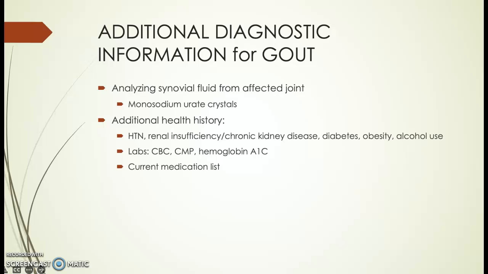It would also be very important to get a thorough health history, including history of hypertension, renal insufficiency, chronic kidney disease, diabetes, obesity, or alcohol use. It would also be helpful to know what medications the patient is currently taking, such as diuretics that could increase the risk of uric acid buildup. Additional labs that would be helpful in determining the patient's overall state of health that could be causing gout would be a CMP, CBC, and hemoglobin A1C to check for diabetes.